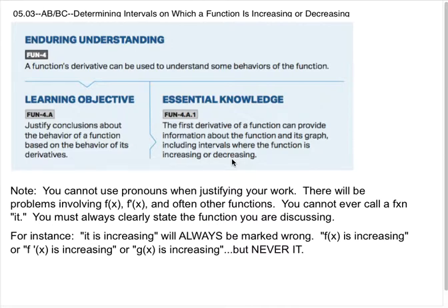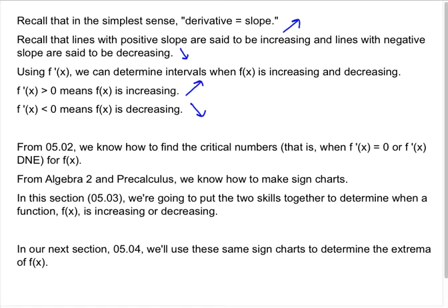So same standing reminder that you should not use pronouns when describing a function. You shouldn't say "it is increasing." That will always be marked wrong. f of x is increasing, f prime of x is increasing, g of x is increasing, but never the word "it." All right, so recall that in the very simplest sense, derivative means slope, right?